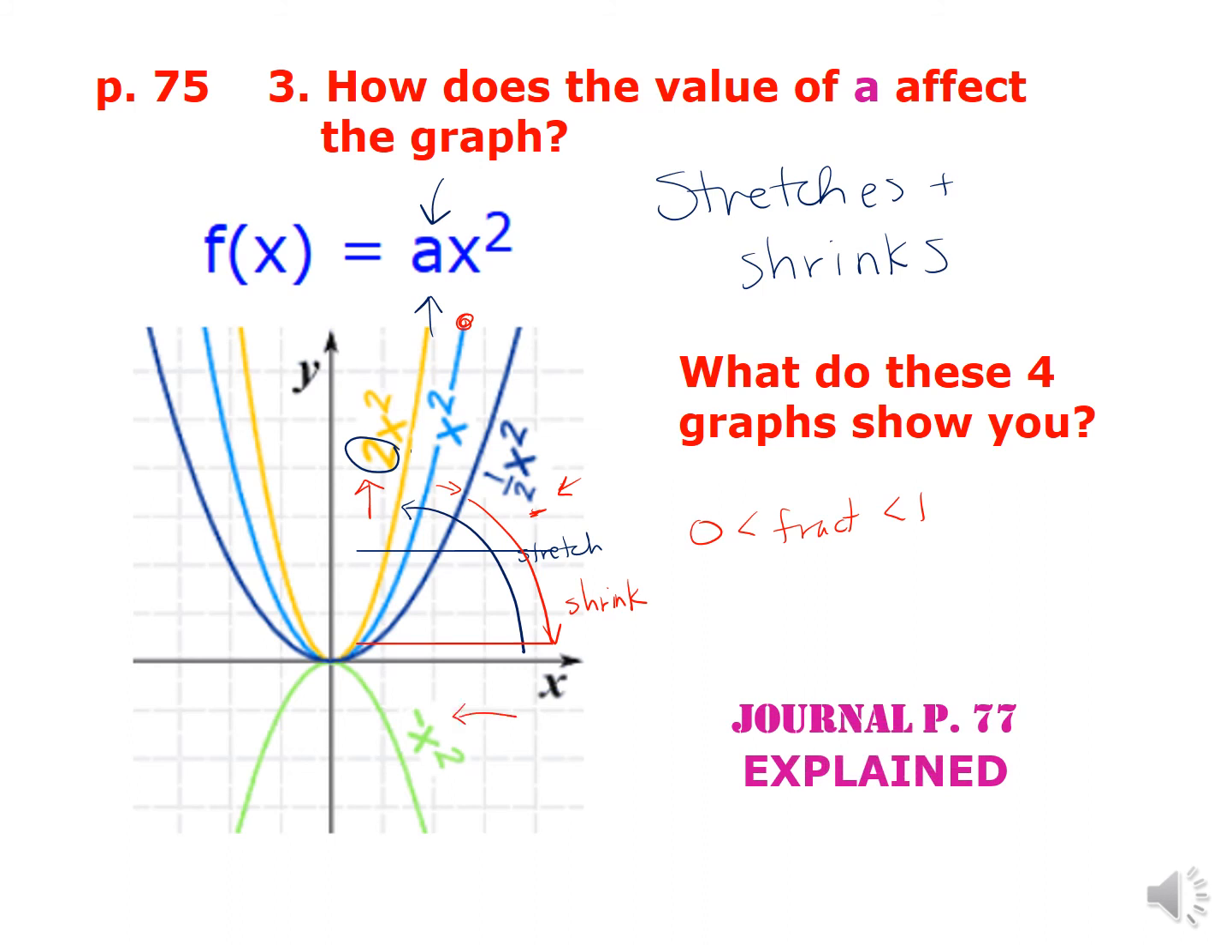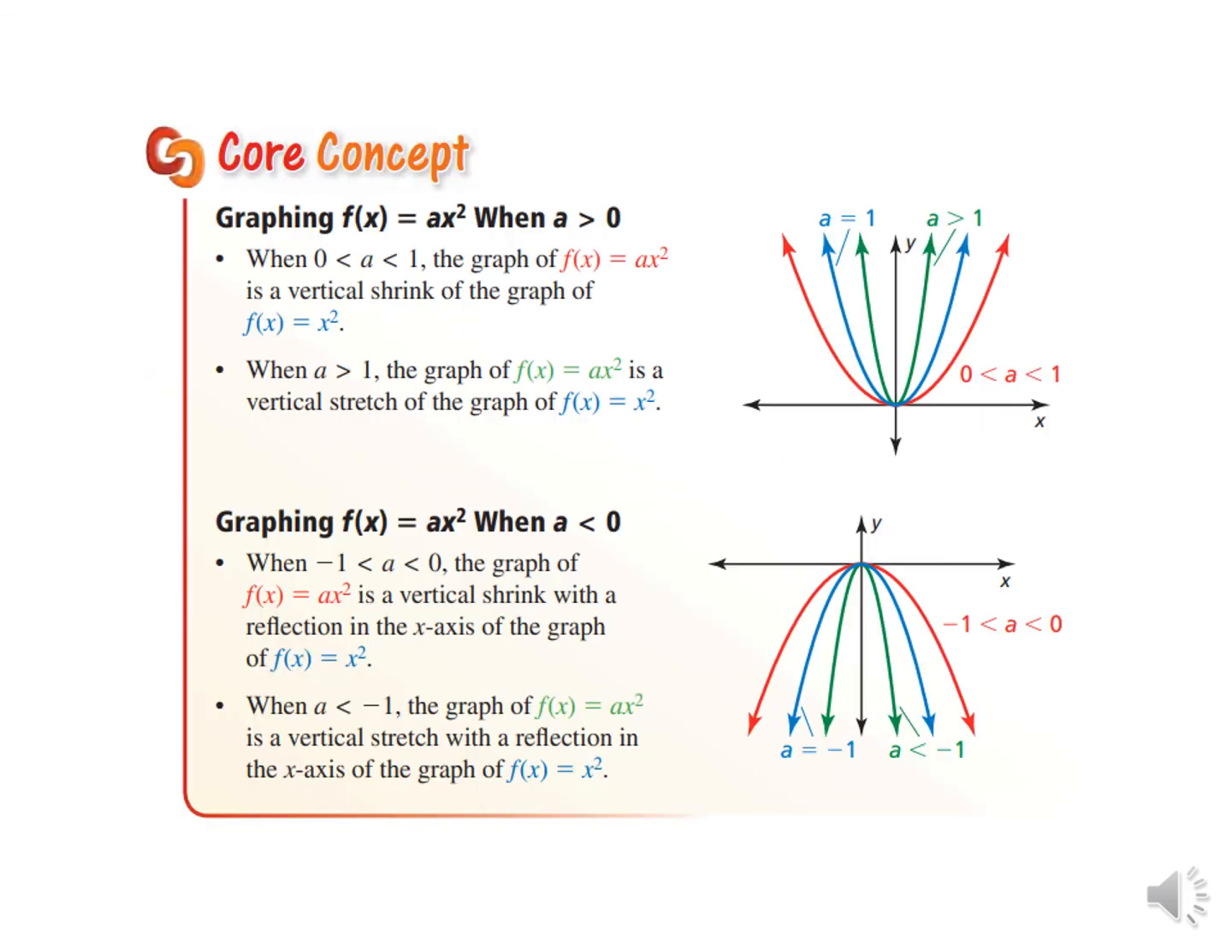Notice we have down here, kind of hidden, a negative, which means it's a reflection. We know that too. If we have a negative a, then that means we have a reflection over the x-axis. So everybody got that? Okay, so here it is explained. This is what it looks like in your book. It's not as colorful in your journal, but there it is for you to review.